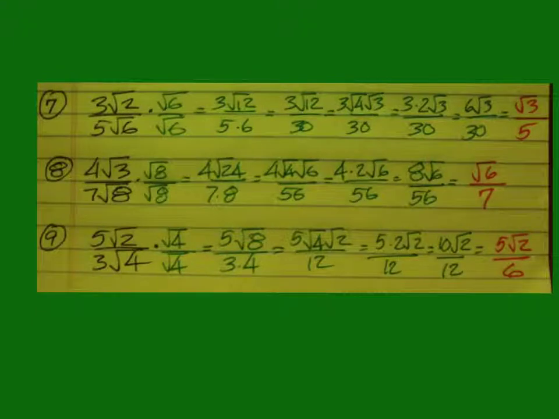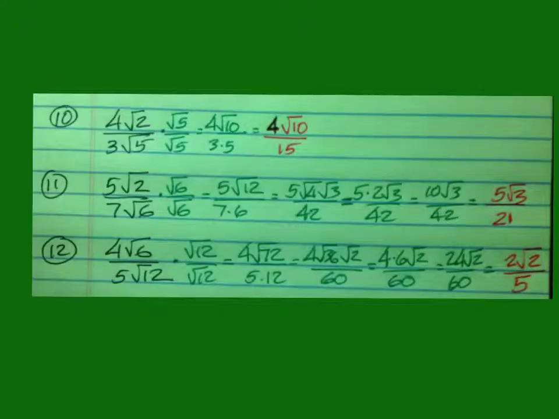7 is square root of 3 over 5. 8 is square root of 6 over 7. And 9 is 5 square root of 2 over 6. 10 is 4 square root of 10 over 15. 11 is 5 square root of 3 over 21. And 12 is 2 square root of 2 over 5.